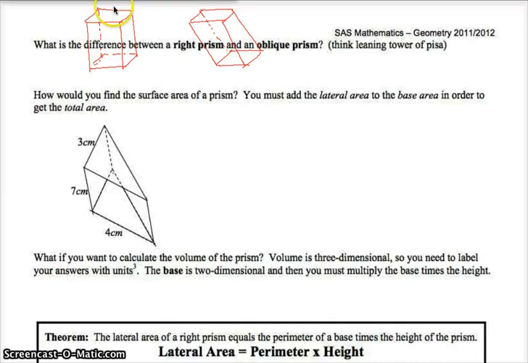But here, what is the difference between a right prism and an oblique prism? Here's a right prism, here's an oblique prism. Think Leaning Tower of Pisa, remember it's kind of tilting to its side, right? So here is the oblique prism. This is still on the ground, but it's leaning over.